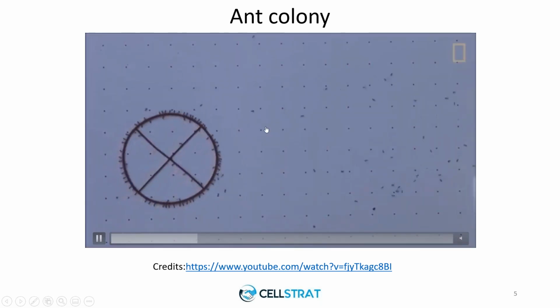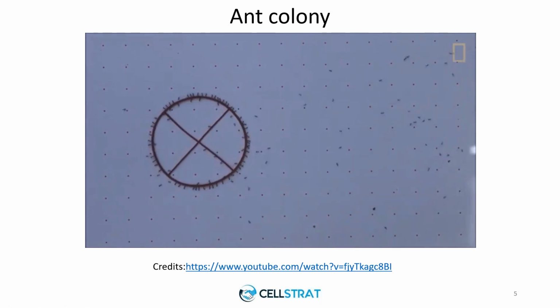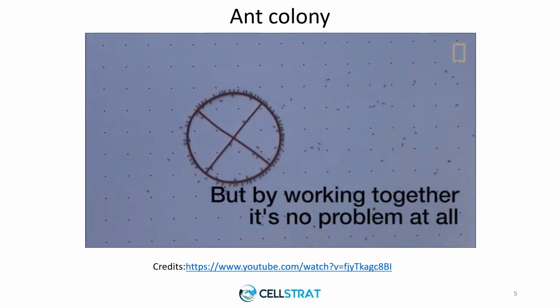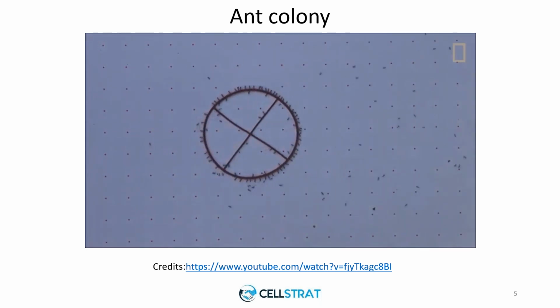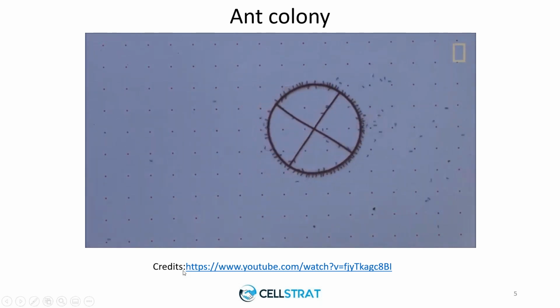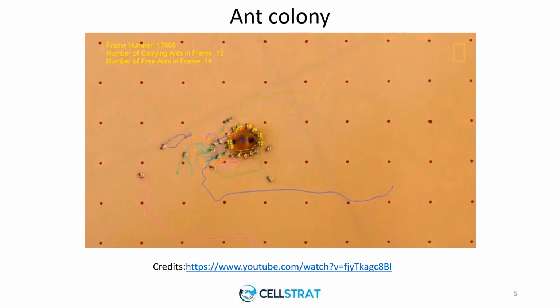They did this research on a bunch of ants, and here you can see that they have tricked the ants into lifting an object which is much heavier, but as a group they are able to solve that problem with ease. So what we can observe from here is that the collective effort is always better than an individual effort. And these kinds of problem solving capabilities are always seen in any of these social animals.